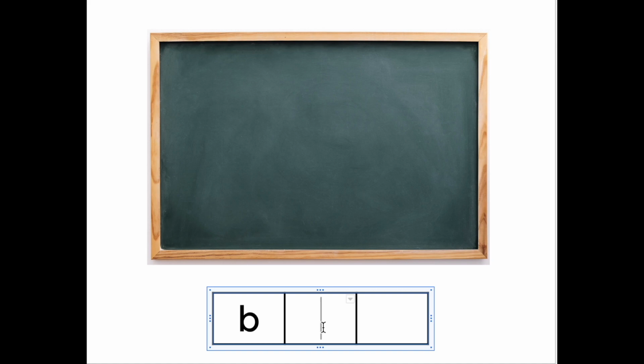B, or. Remember, the or sound is spelled O-A-R in the words we're practicing today. What's the last sound you hear in the word board? Board. D. What letter makes the D sound? The letter D. This is how you spell board.